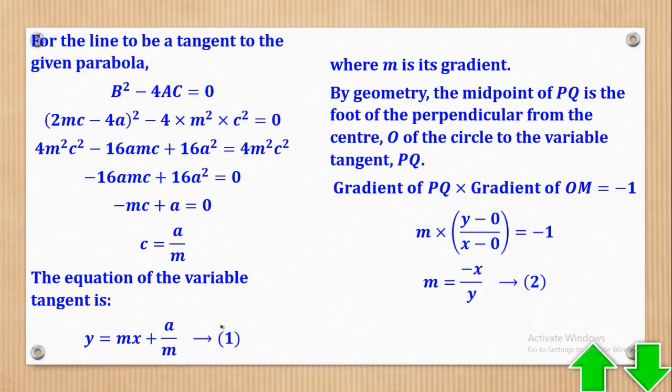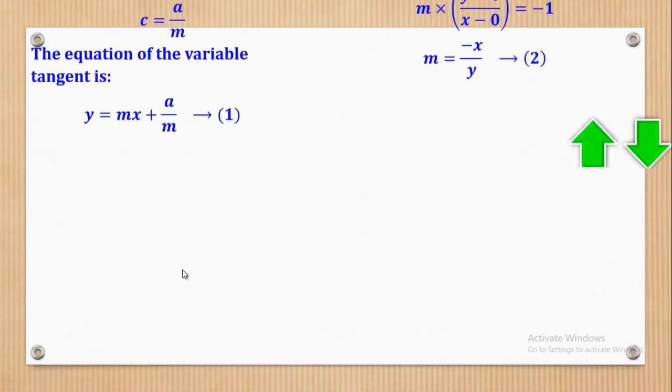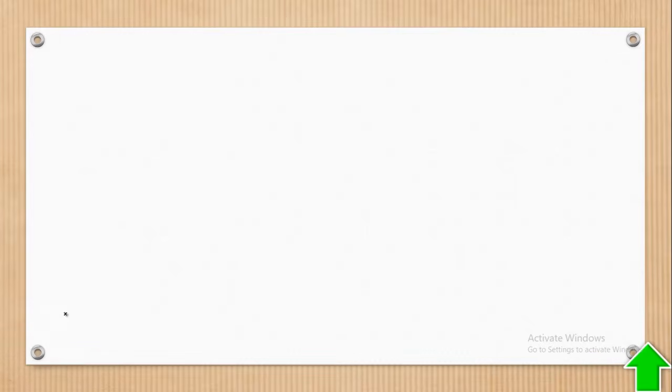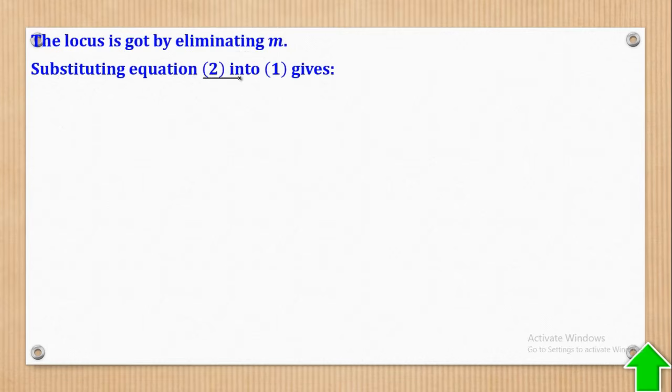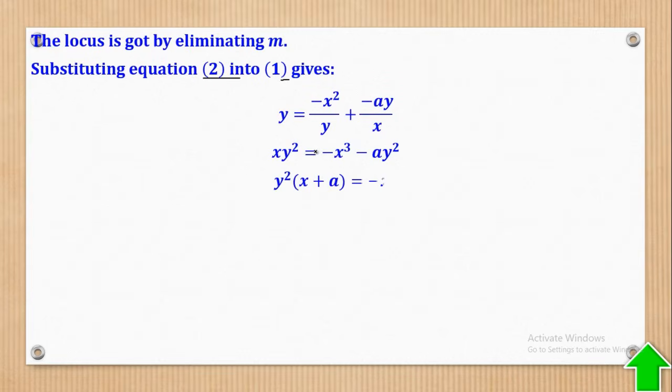Now we have two equations both having a variable value, which is m. So my aim is to eliminate that variable m, and what I get will be the locus. So I'll come here and say that the locus is got by eliminating m, therefore substituting equation 2 into equation 1, I'll come up with that. Multiply through by the LCM, which is xy, to come up with that. Simplify and then make y the subject, and that would be the locus they wanted.